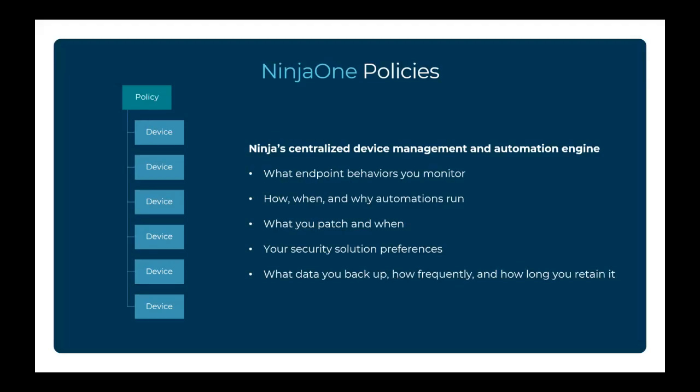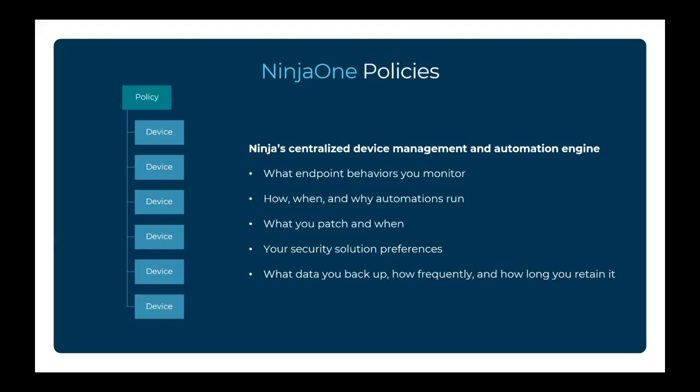A policy contains things like what you're going to monitor for, what automations are going to run and how they're going to run and when they're going to run. This is where you set all of your patch management preferences. If you're using our built-in AV or security solutions, this is where you go in and define the utilization of those. And then finally, if you're using Ninja Backup, this is where you decide what you back up, how frequently, and how long you retain it for.